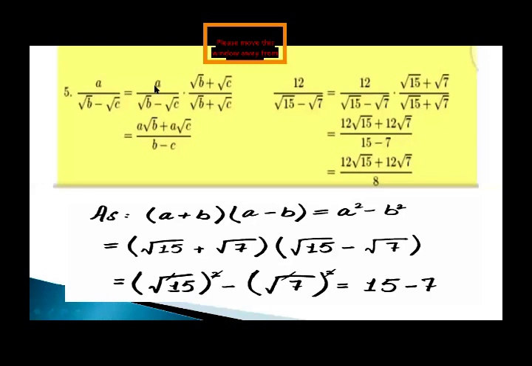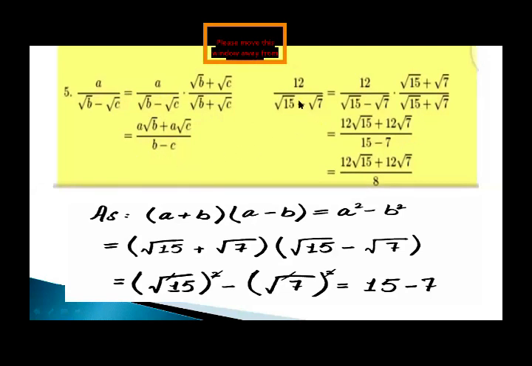Then, same thing, numerator multiplied by numerator, so it becomes a root b plus a root c, and in the denominator, root b multiplied by root b is root b square, root c multiplied by root c is root c square, with the negative sign there. The formula says a plus b multiplied by a minus b is equal to a square minus b square. Good. So finally we have b minus c. The radical has been removed from the denominator.